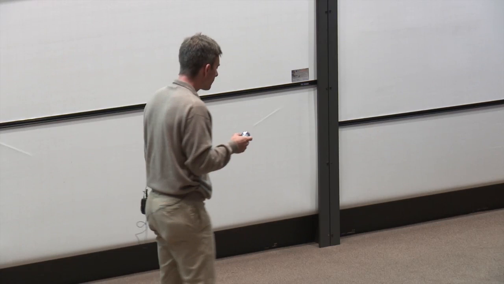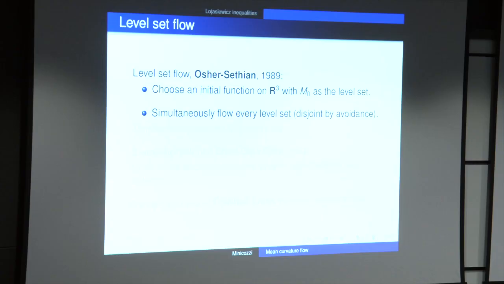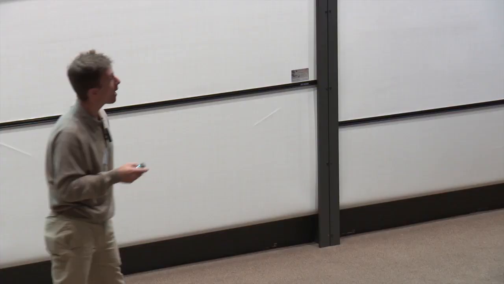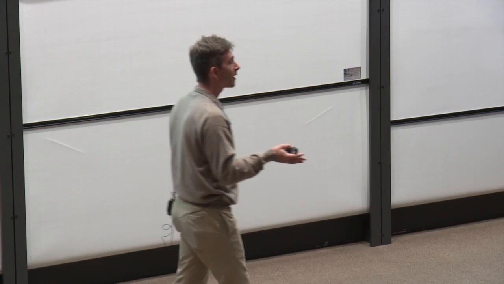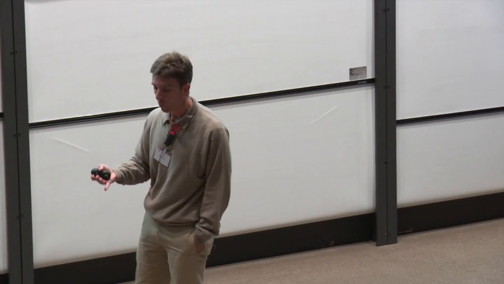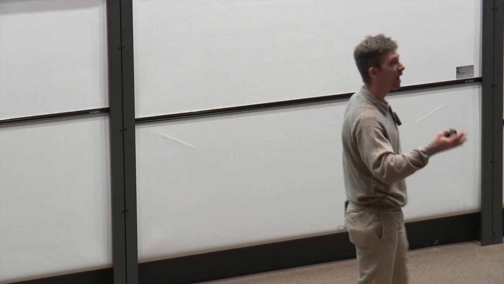our initial surface, you choose a function where this is a level set. Of course, there are many such functions. Now, you take all of the level sets of that function, and you simultaneously flow them all by mean curvature. Okay, so this, at first, sounds like a horrible idea, because our problem was to flow one hypersurface, and that was hard. So now we've replaced it by taking an entire family of hypersurfaces and trying to flow them all at the same time.